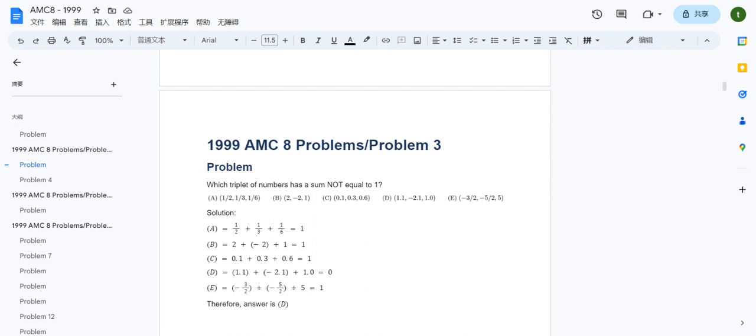B, 2 minus 2 plus 1 is equal to 1. Yeah, that's right. Now let's look at C. C, 0.1 plus 0.3 plus 0.6 is 1. D is equal to negative 1.1 plus negative 2.1 plus 1.0. This is not equal to 1. So D is not correct. E is equal to 1. So therefore, the answer is going to be D.